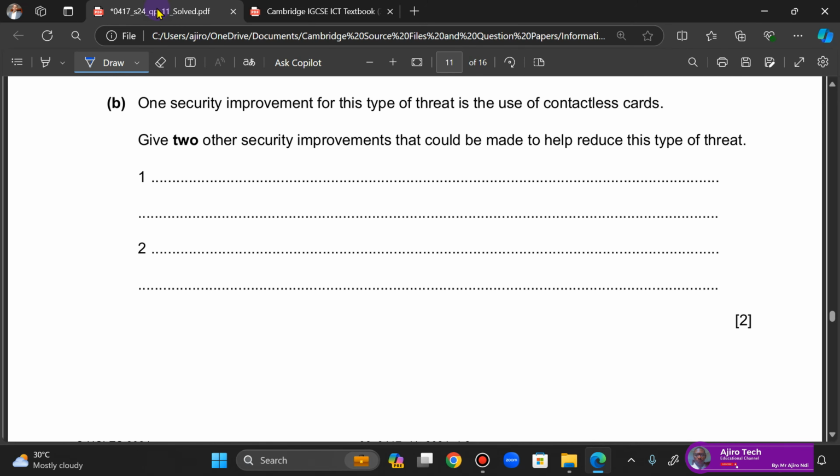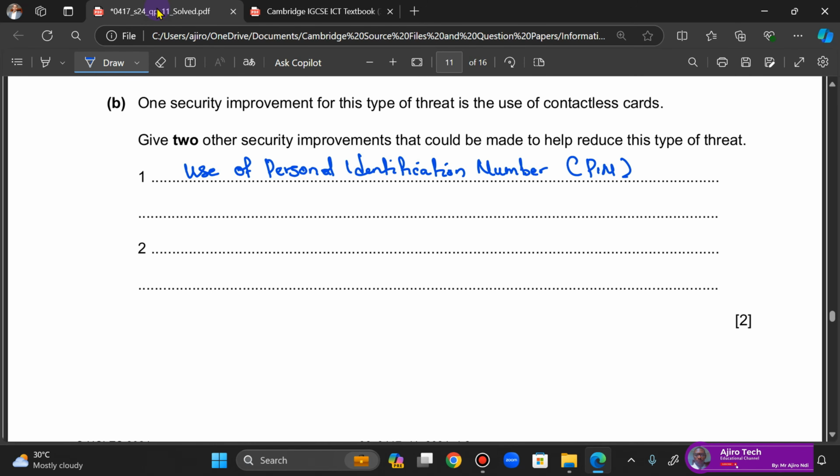One security improvement for this type of threat is the use of a contactless card. Give two other security improvements that can be made to help reduce this type of threat. The use of PIN. PIN stands for personal identification number. Those are ways to protect our data once we've seen this threat.